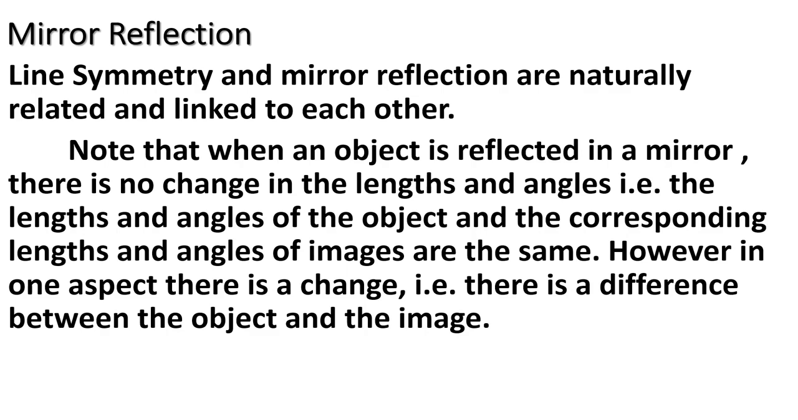The length and angle of the object and the corresponding length and angle of the image are same in mirror reflection. However, there is one aspect where there is a change. What is that? There is a difference between the object and the image. There is a left and right change in orientation.